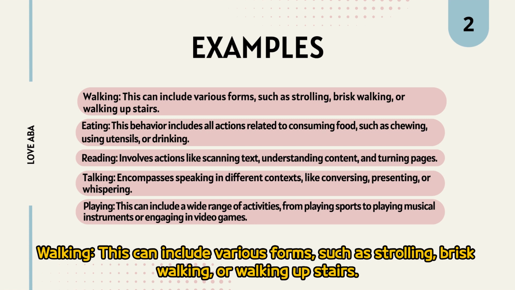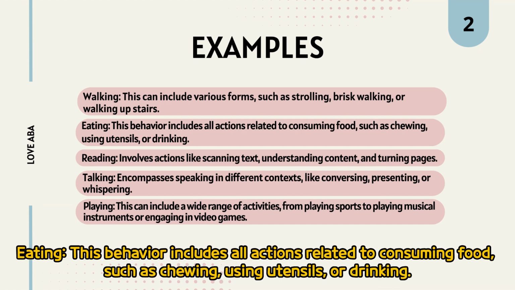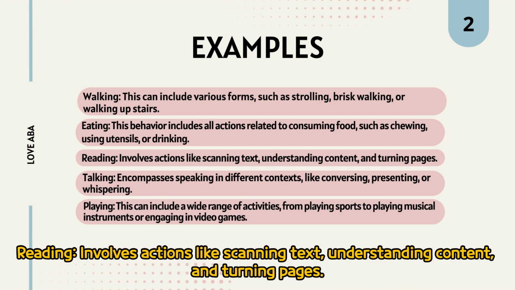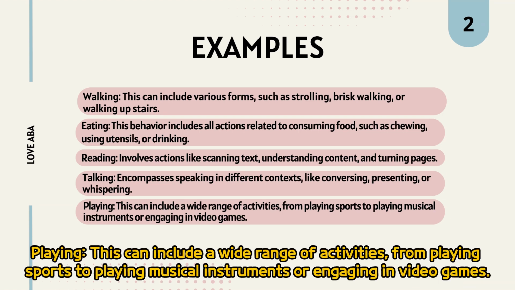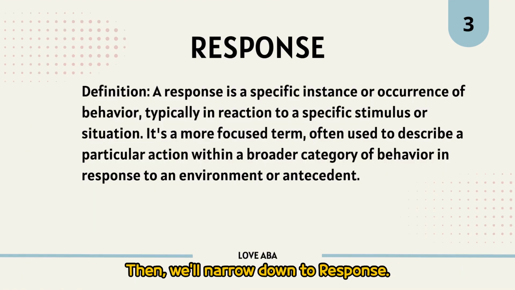Walking. This can include various forms, such as strolling, brisk walking, or walking upstairs. Eating. This behavior includes all actions related to consuming food, such as chewing, using utensils, or drinking. Reading involves actions like scanning text, understanding content, and turning pages. Talking encompasses speaking in different contexts, like conversing, presenting, or whispering. Playing. This can include a wide range of activities, from playing sports to playing musical instruments, or engaging in video games.